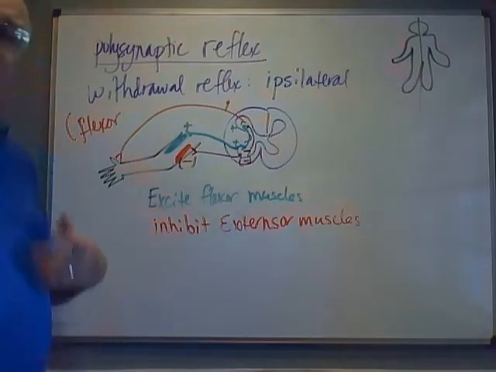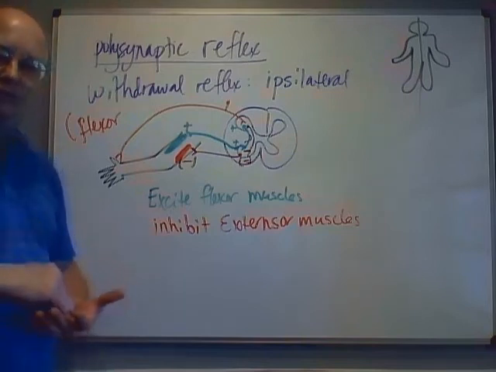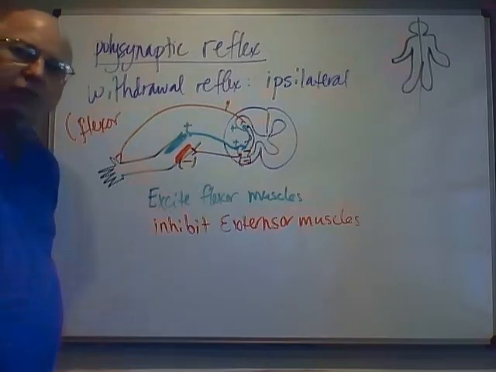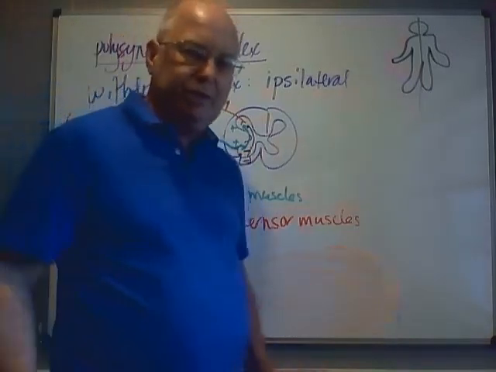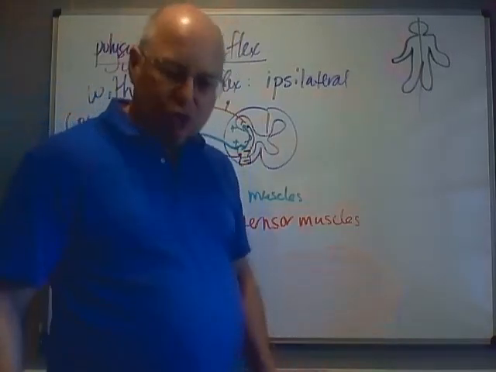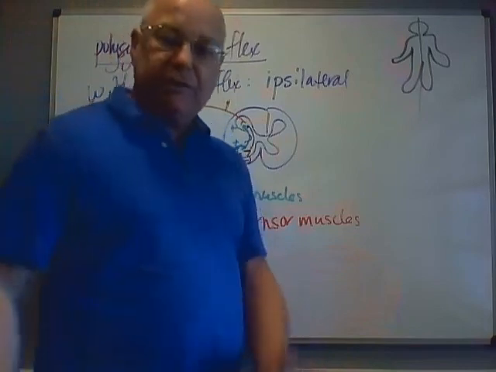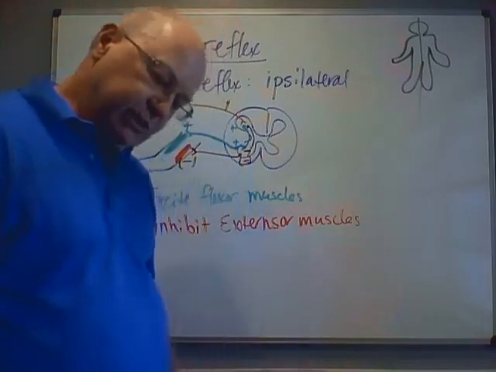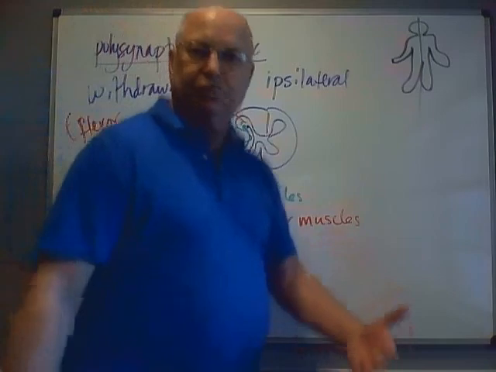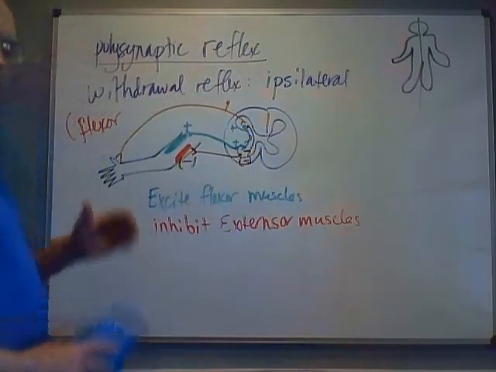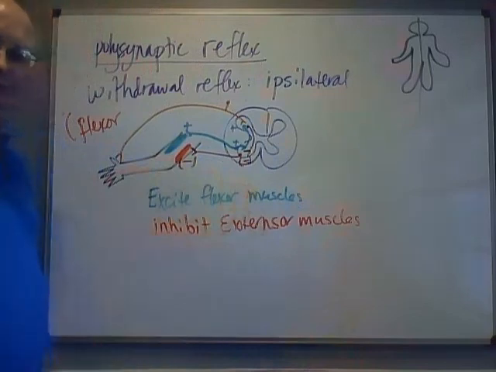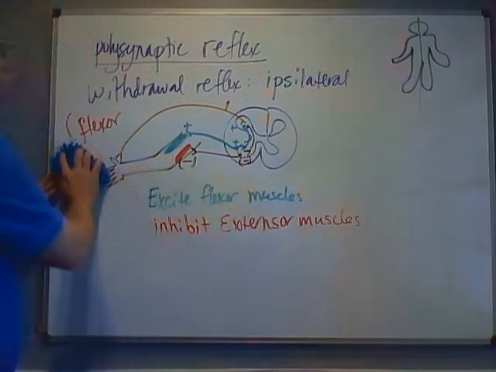Now we're going to do the last one that I want to cover, which is called the crossed extensor reflex. This one involves the legs. If you're walking through the house and you step on a Lego or kick a couch or a table, you want to flex or withdraw the side that was damaged. But you have to extend the opposite side so that you have a foot to stand on while you hop around and cuss. So it's called a crossed extensor reflex. Got all this down. I'm going to erase this.